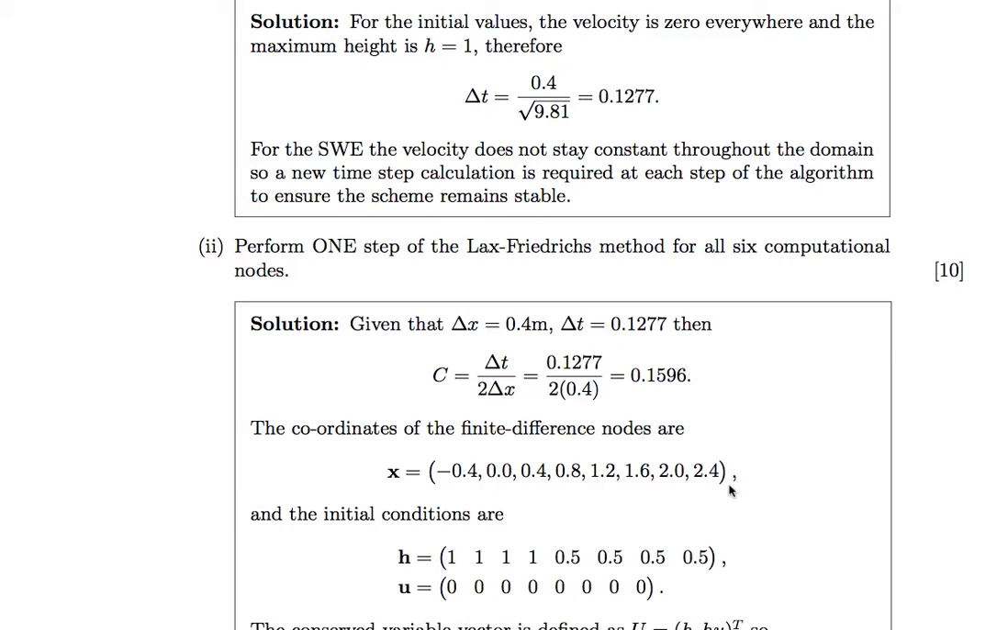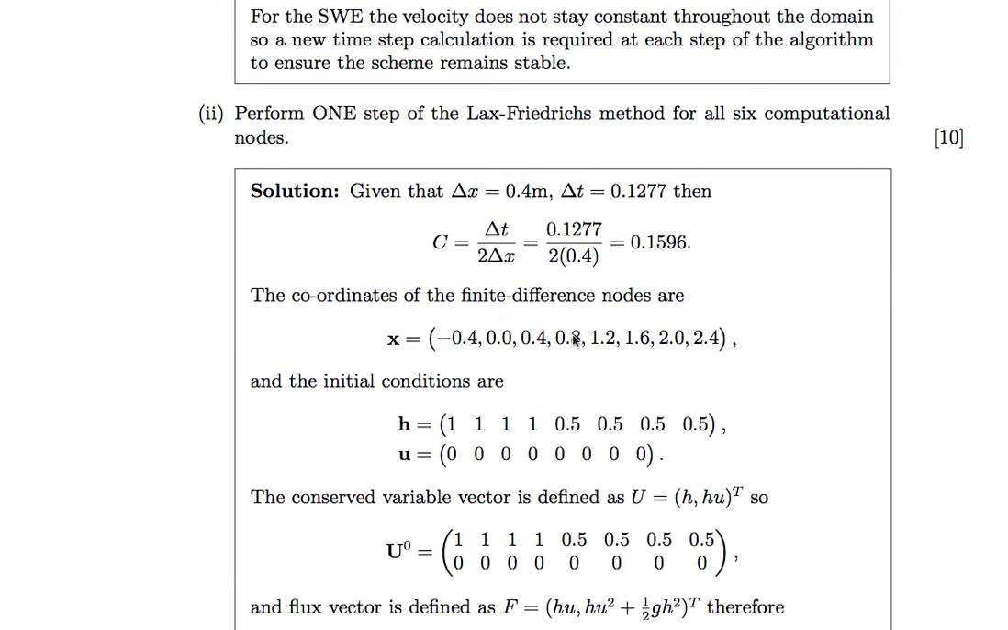Calculate the coordinates of the nodes. Well, this helps us for the initial conditions. So here we have the ghost node, which is outside of the domain, so that's minus delta x outside. So the first node is on the left-hand boundary, and then we just go up in 0.4, and we get to the right-hand boundary, which is 2, and then we have a ghost node the other side.